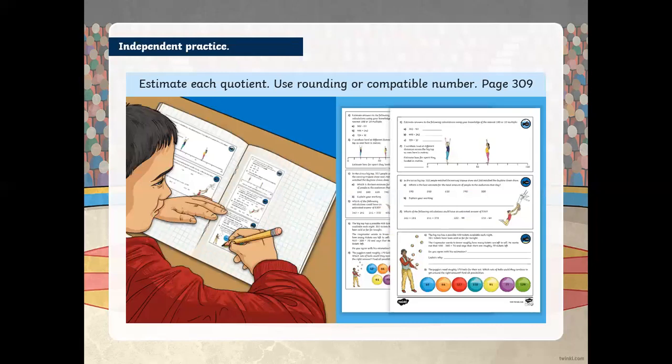We're going to independent practice. We're going to estimate each quotient, using rounding or compatible numbers. We are going to work on page number 309.